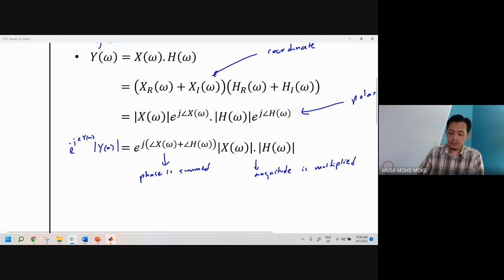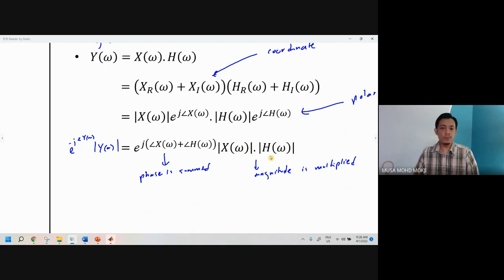Okay. So what is the phase of your output signal after some filtering process? It is actually a sum of the phase in your input signal and the phase of your filter. Right? So we will see some example after this. And we already saw several examples for magnitude before. It is a simple multiplication. Okay, because that's how we do filtering.